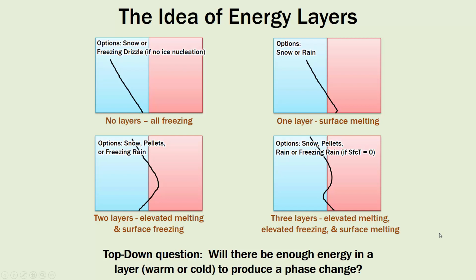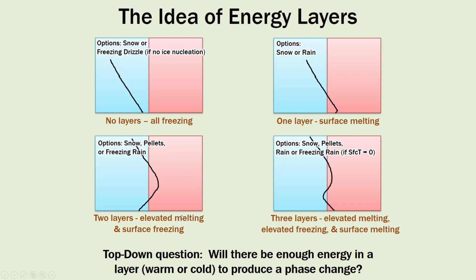So the top-down question, will there be enough energy in these layers, warm or cold, to produce phase changes? So as we said in the first example here, that's pretty much a snow event, assuming you have ice present. Otherwise, you're talking more of a freezing drizzle. The next case here is simply a rain or snow question. Our surface temperature is above freezing. The question then becomes, does our hydrometeor or snowflake melt before it hits the ground?